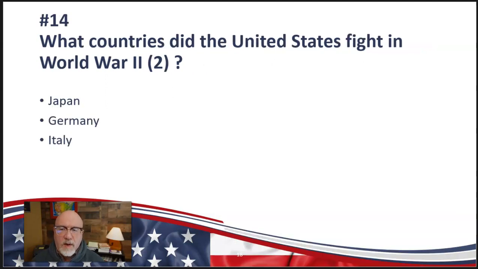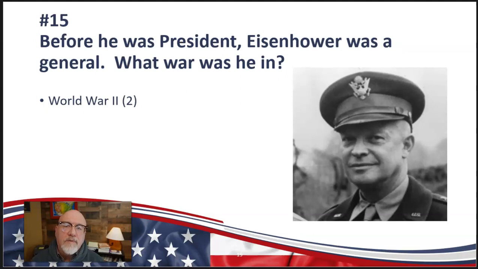Question 14, what countries did the United States fight in World War II? And there are 3 countries that were our enemies at that time. Japan, Germany, and Italy were the countries that the U.S. fought against in World War II. Question 15, before he was president, Eisenhower was a general. What war was he in? And President Eisenhower, before he became president, was famous for serving as a general in World War II. President Eisenhower.